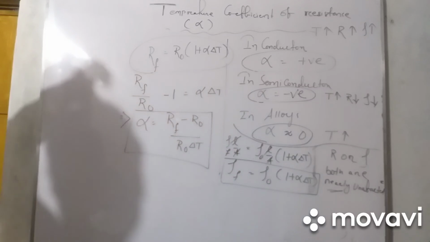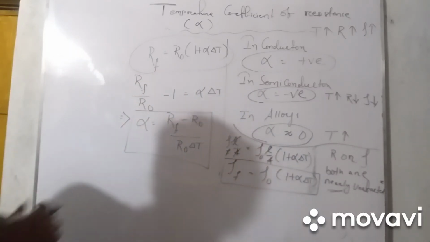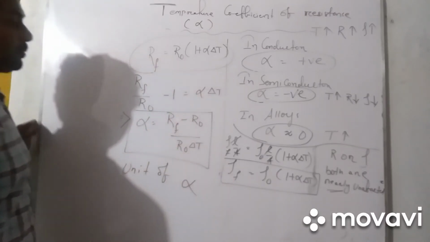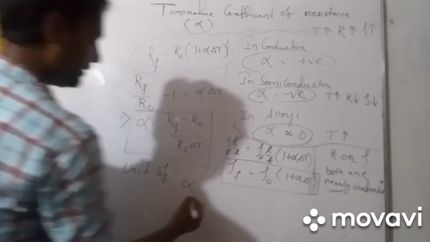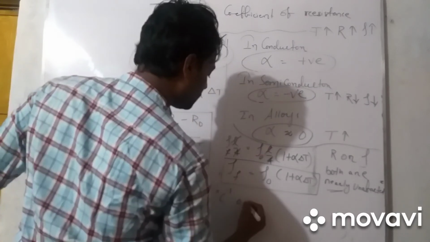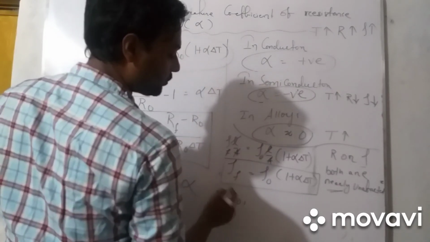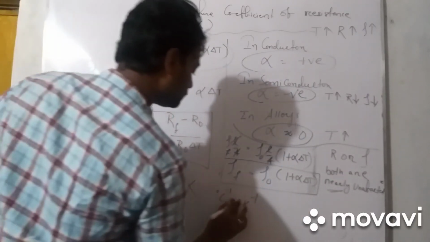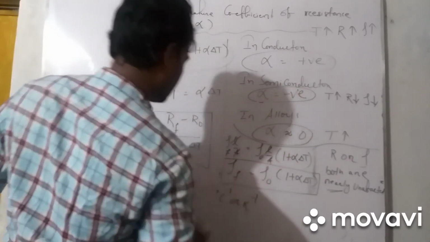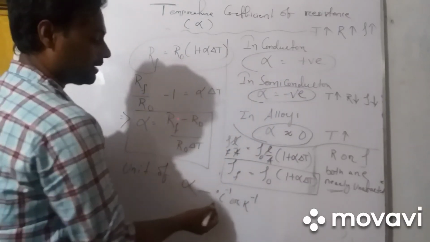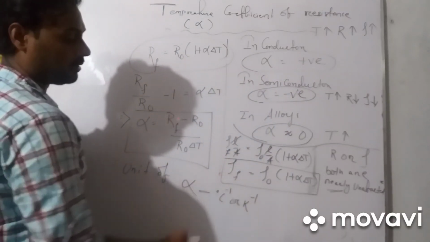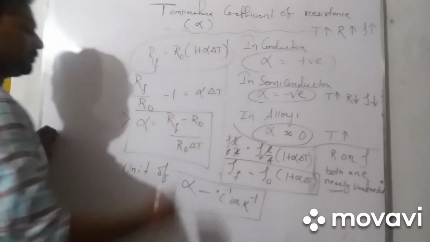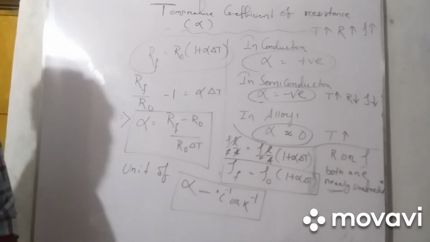Here the unit of alpha, the temperature coefficient, is represented as degree centigrade to the power minus 1, or Kelvin to the power minus 1. This is the unit of temperature coefficient alpha.